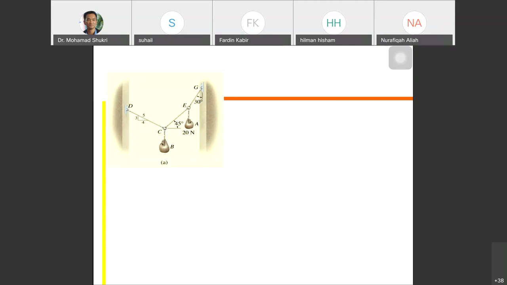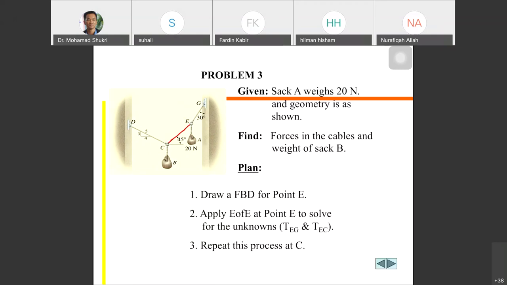If I draw FBD for point C, step one, draw FBD. The question is the force in the cable and weight of set B. So you need to find force of CD, force of CE, force of GE, and weight of B. You need to find four items for this question. First, let's say you solve for point C first.